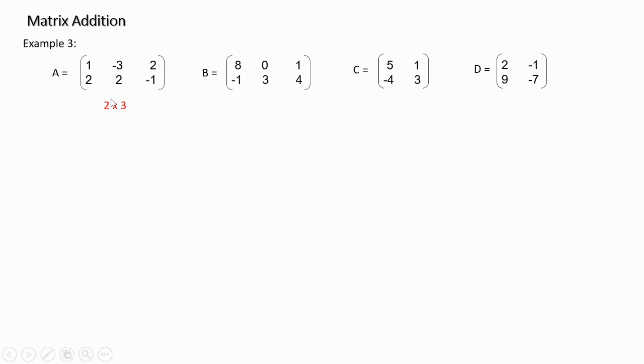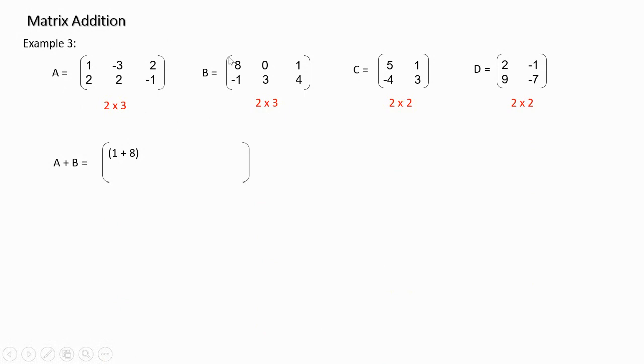First of all, we have to know the size of the matrix. For example, matrix A is a 2 by 3. Matrix B is a 2 by 3. Matrix C is a 2 by 2, and matrix D is a 2 by 2. So then what's A plus B? First of all, can we add them? Sure we can, because they're the same size. In order to add or subtract matrices, they have to be the same size. Both are 2 by 3s.